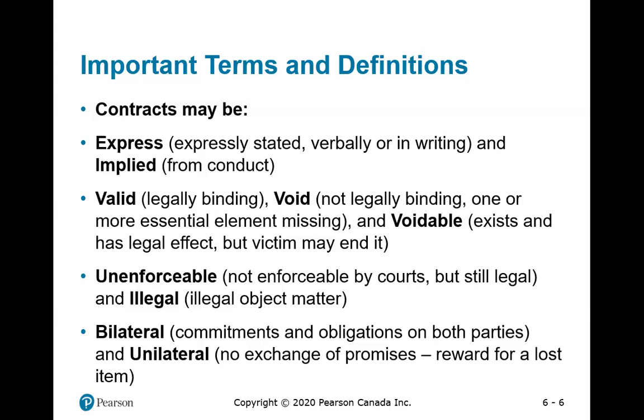Contracts may be bilateral or unilateral. Bilateral is where there's a voluntary exchange of promises that create obligations on both parties. So when you order coffee, your obligation is to pay for the coffee. The coffee shop's obligation is to give you the coffee. So it's a bilateral agreement. A unilateral agreement is an agreement in which acceptance is by performance. So there's no voluntary exchange of promises here. There's a need, there's an offer, and then the other party accepts by performing the agreement.